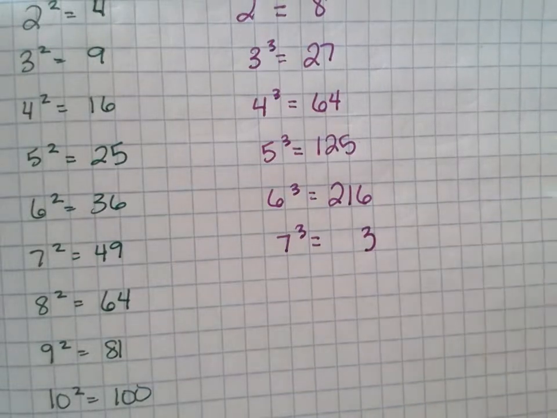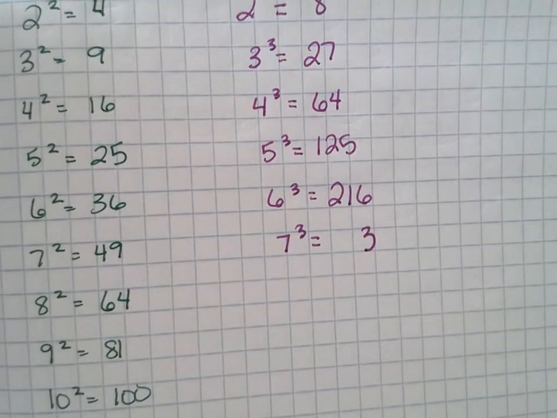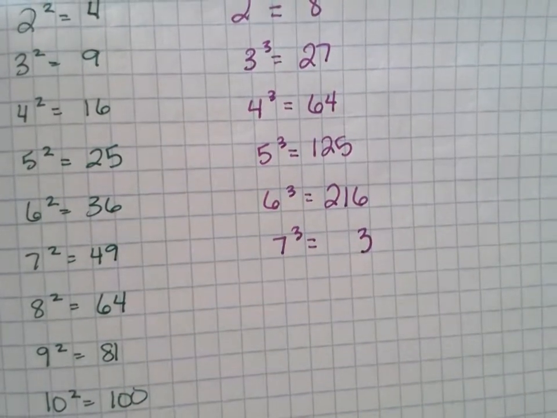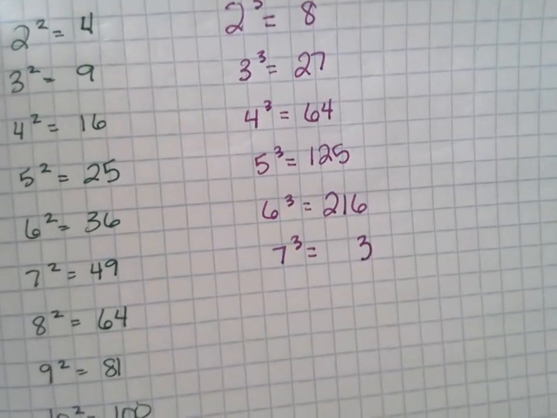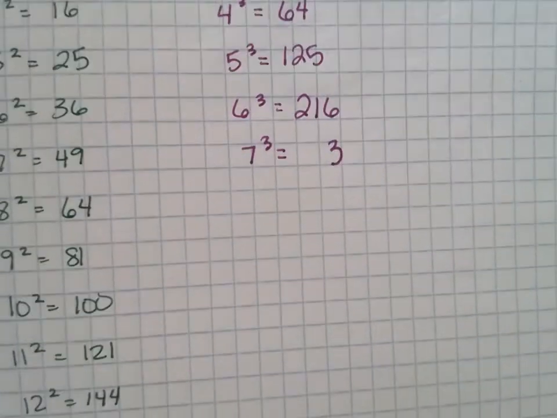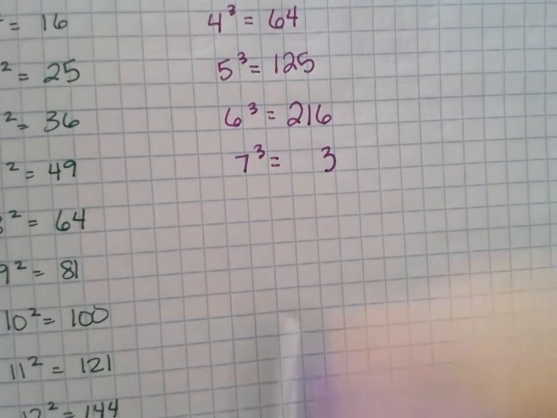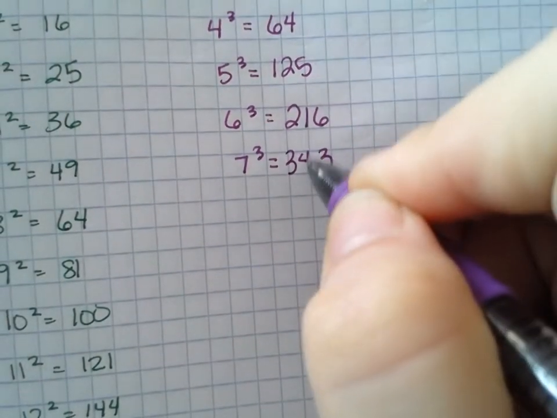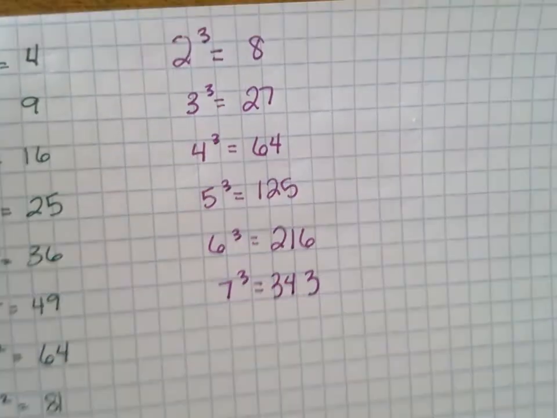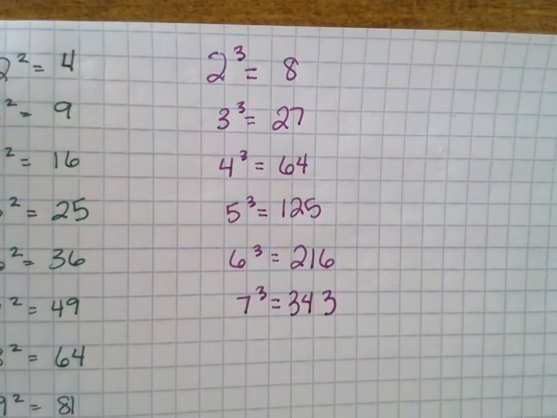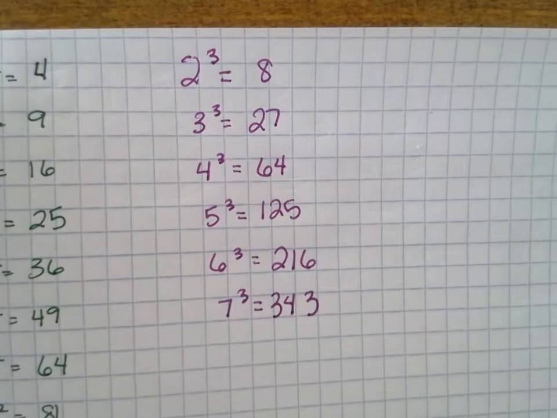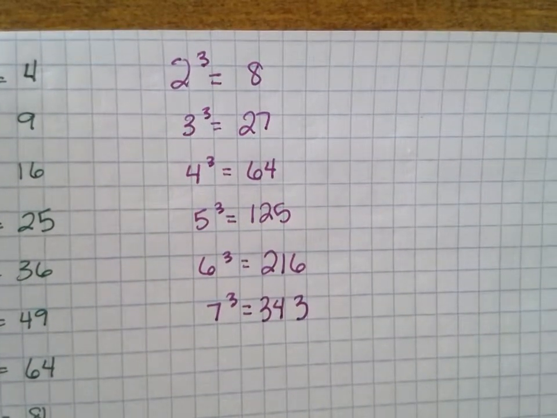Let's go, 7 cubed. Ends in a 3. Okay, I was right. Just double checking. 343. Okay. I'd say those are the most common ones that you're going to run into.